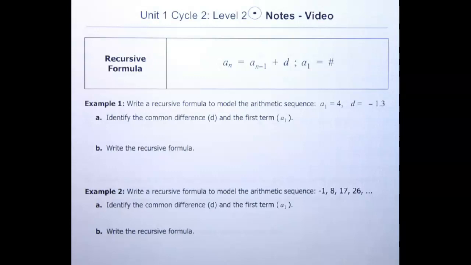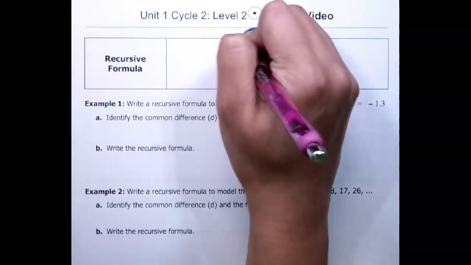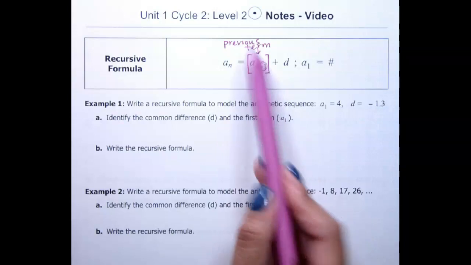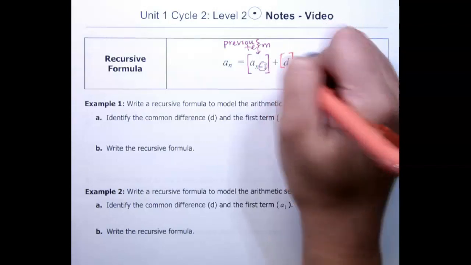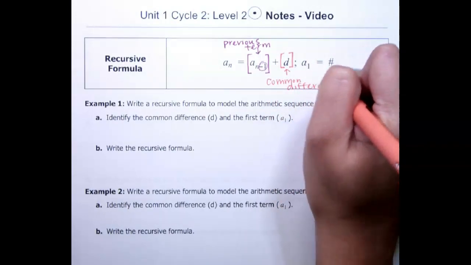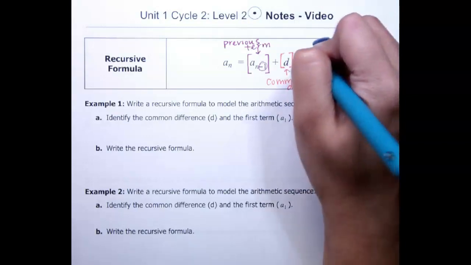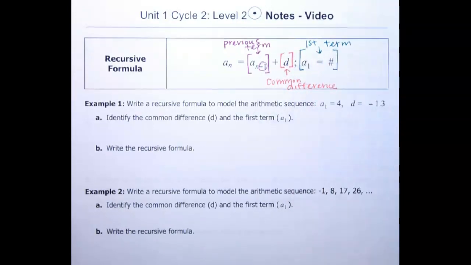So let's just review really quick what parts of the recursive formula mean from the last video. This part means the previous term. This -1 is what means the previous term because you're having to go back one. So backwards means previous. The important parts that we're going to need for today's lesson is knowing that D is the common difference, and remember the common difference is only addition or subtraction. And then we also have to know that a sub 1 represents the first term. So just a quick review.